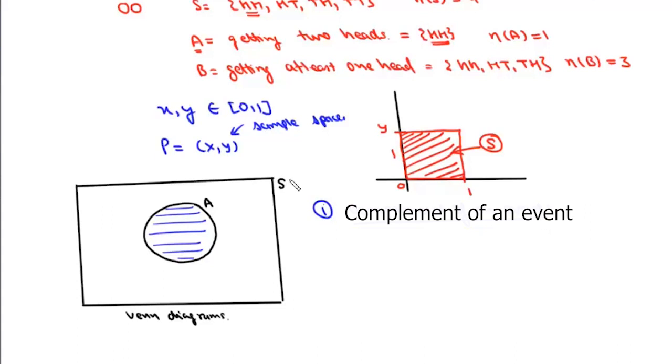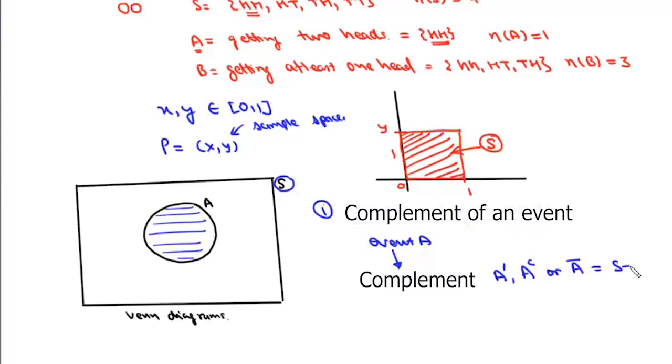Now if we have a random experiment whose sample space is S and we have any event A, then the complement of this event A is denoted by either A dash, or in some books they'll write A to the power C, or they'll write A bar. And the complement of this event is basically the set S minus A. That is, it contains all the points of the sample space which are not included in A.